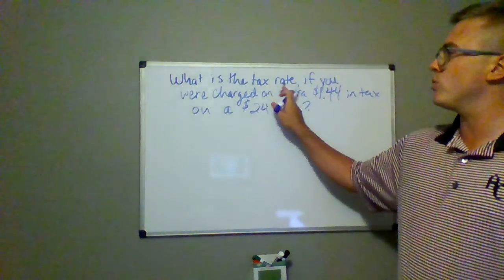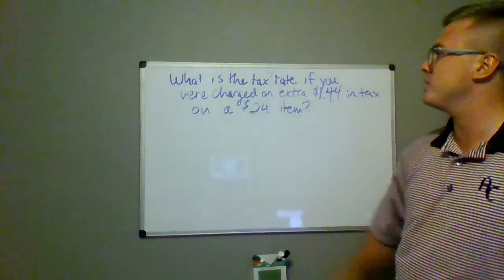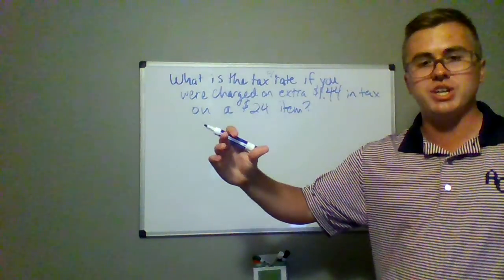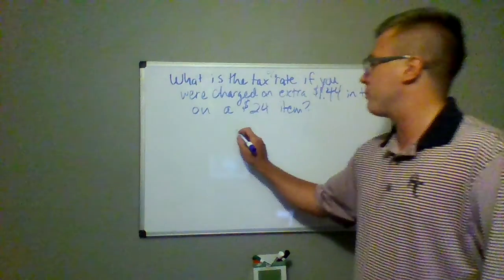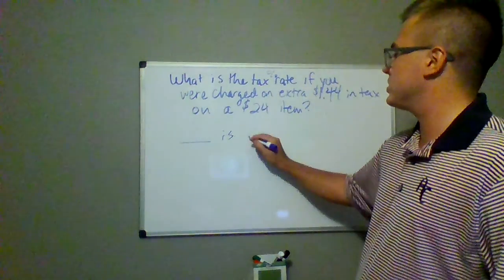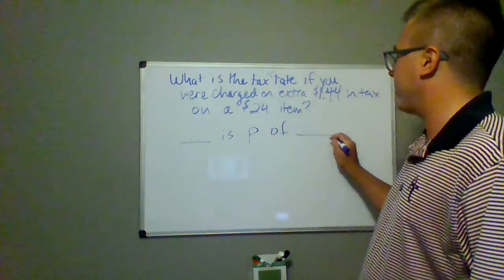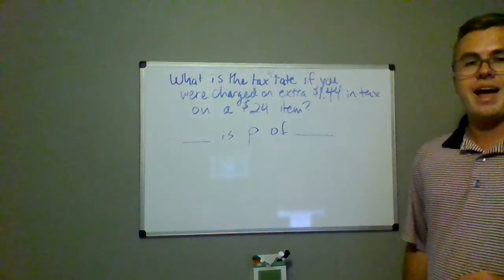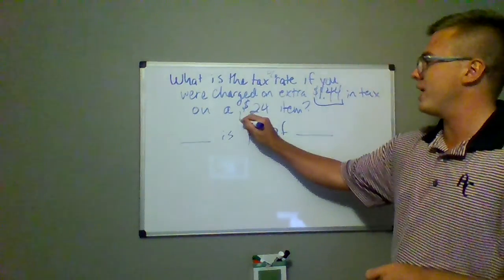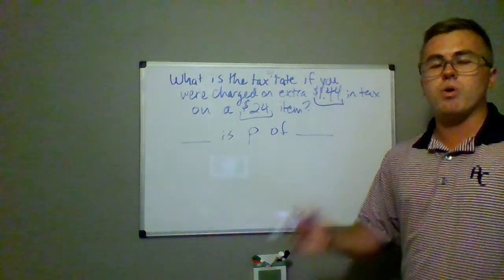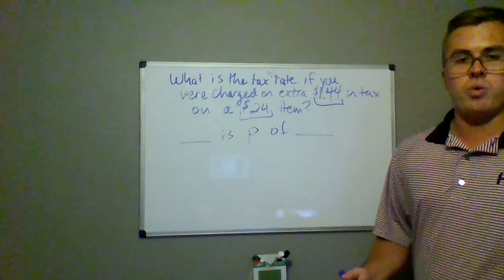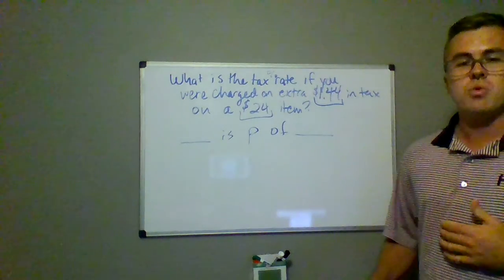So we're looking for the tax percentage, so we should already be thinking we're going to have a variable in that equation for the percentage part. So I'm going to have something is, and we don't know what the percentage is, so I'm going to say P of, and then put a blank there. Where do my two numbers go? Because I've got $1.44 and I've got 24. $1.44 is the number in question, and the total amount was 24.